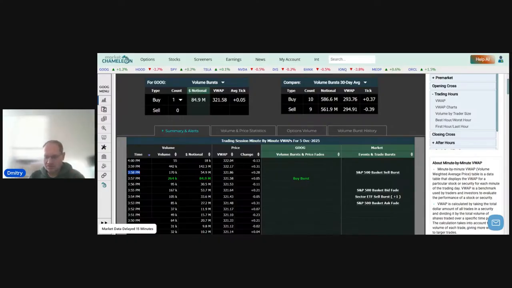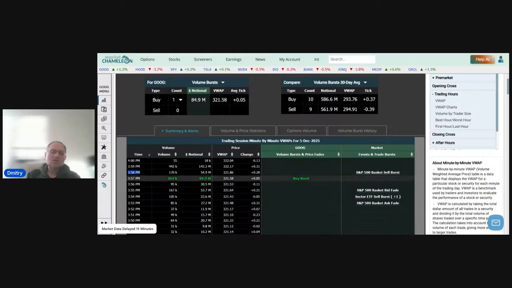So the first thing is, how do we even detect and find them? Here, for example, if I hover over it, this is telling us there's a buy burst, and the dollar value of this burst is 3.4 times the average of what we typically see for a minute this time of day.